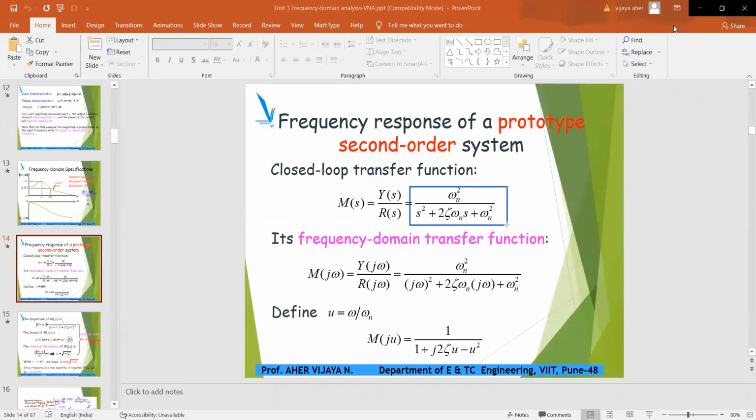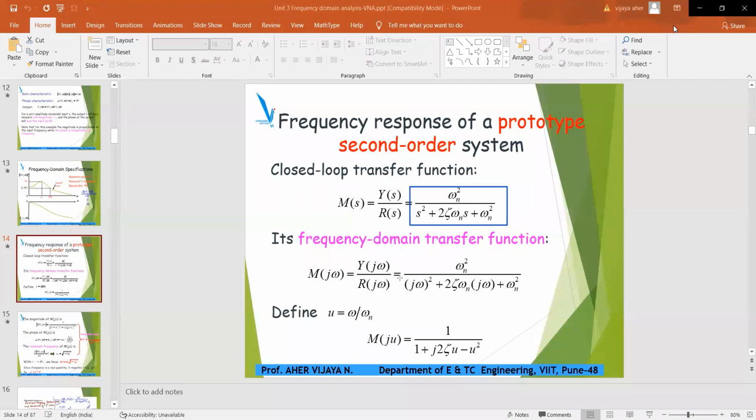Now its frequency domain transfer function. In frequency domain analysis, what you have to do is just replace s by j omega. Your equation for the transfer function in frequency domain analysis will be like this, denoted by the letter M of j omega. It is nothing but the ratio of output to input, Laplace of output to input, Y of j omega to R of j omega.